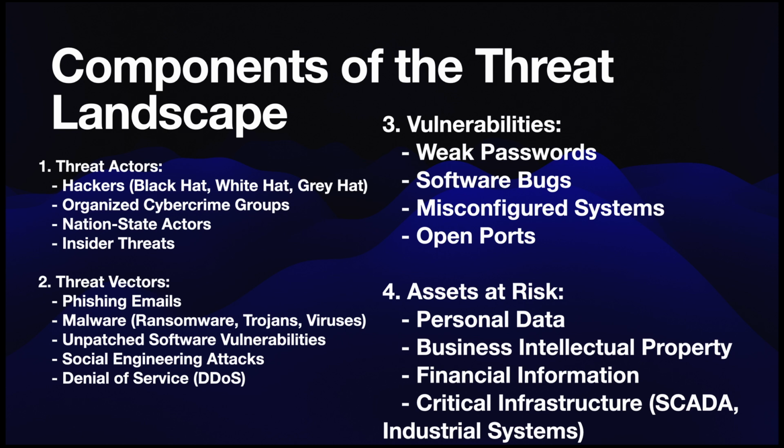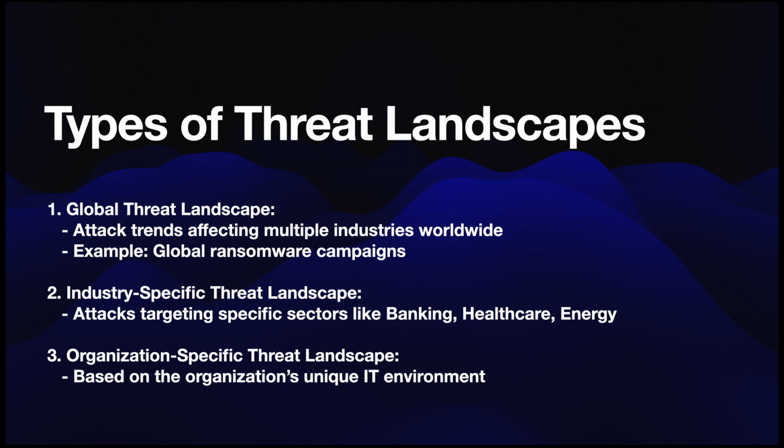Okay, next, assets at risk. What do they want to steal or damage? Personal information, business intellectual property, financial records, critical infrastructure like energy or industrial systems. For example, in 2015, a cyber attack on Ukraine's power grid caused a blackout, showing how critical infrastructure can be targeted. Types of threat landscape.